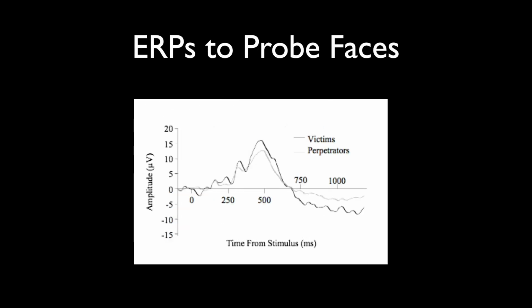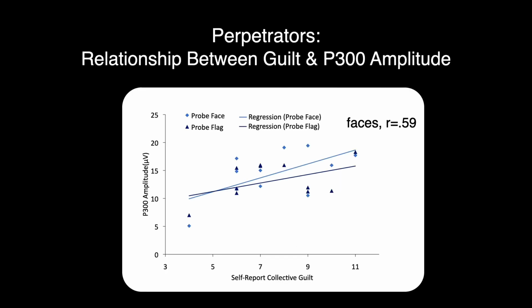When we showed them the faces of the people, there wasn't actually a significant difference here. It looks like the victims are showing a slightly bigger P300, but it wasn't actually a significant difference. So both victims and perpetrators, when they saw the picture of the Confederate who had ruined the flag, they were both showing big P300s to that particular individual. But like I said, the main correlation here, the one that we're really interested in, is the relationship between their collective guilt and their P300.